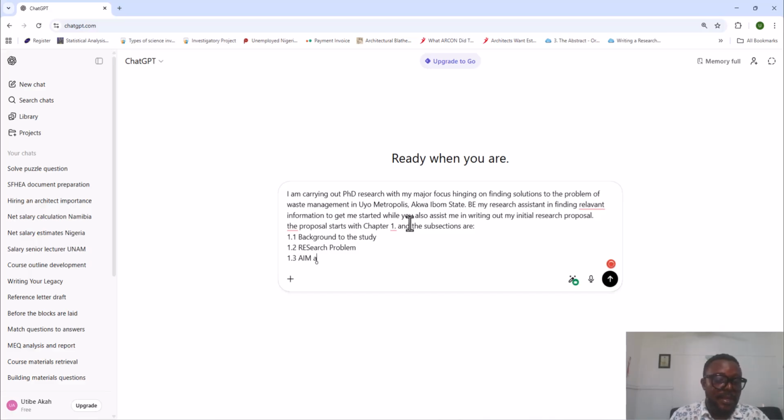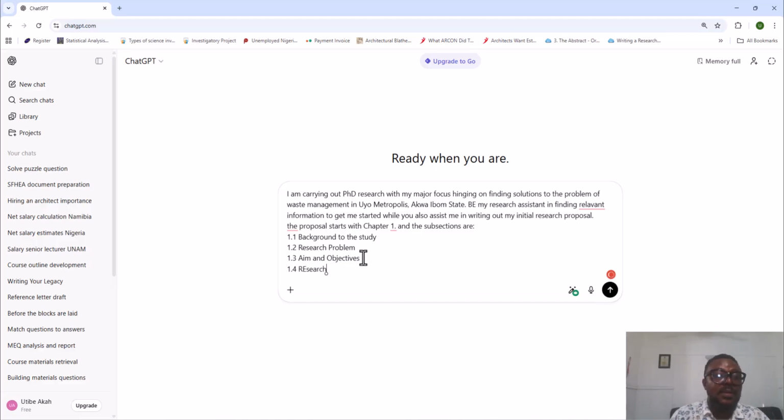Aim and objectives. Remember, I said it's hypothetical, so your institutional guide might actually be the best thing to consult here, because it differs from institution to institution, but this is purely for this exercise. And 1.4 is what?